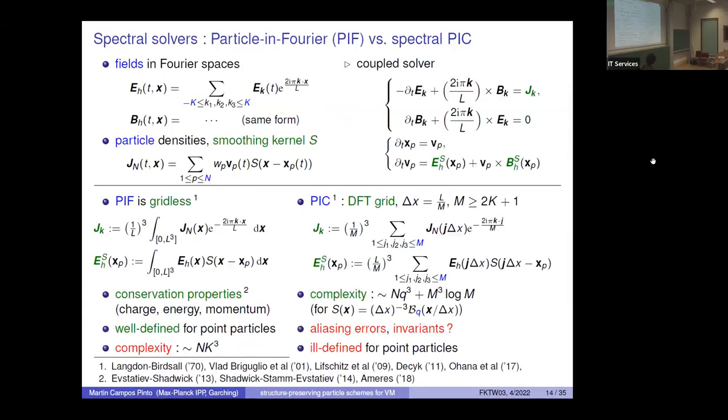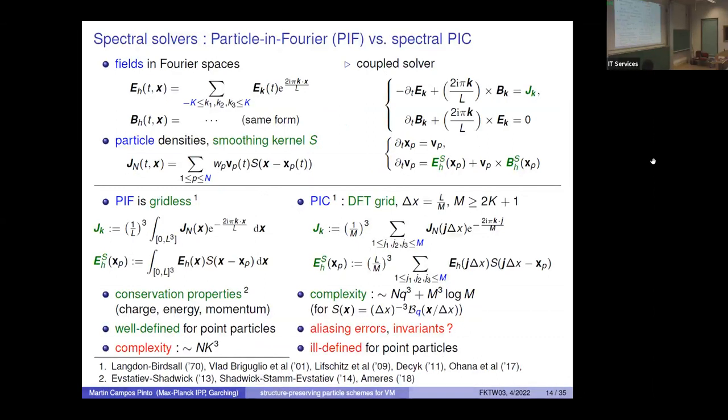Second example with spectral particle schemes. So I recall the Maxwell equations in Fourier space and the particle equations. And so here the sources, the coupling terms, are the Fourier modes of the current density and the pushing field that the particles will see and that you have to compute. And this is the unknown again.